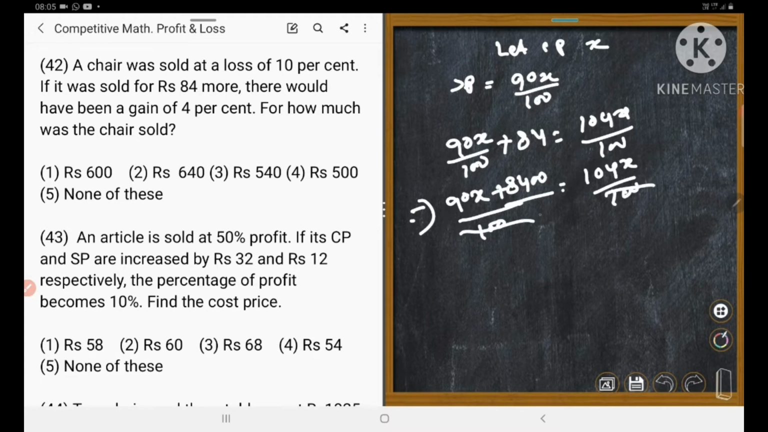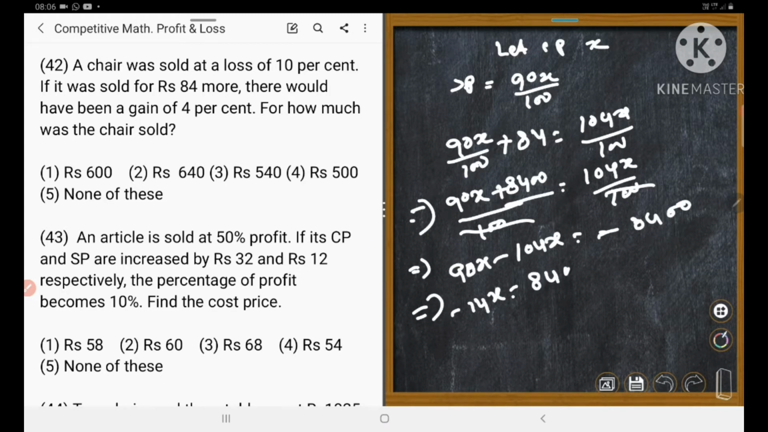Bottom 100 cancelled implies that 90x minus 104x is equal to minus 8400. Implies that minus 14x is equal to minus 8400. Implies that x is equal to 8400 upon 14, is equal to how many? Tell me. Is equal to 600. This is CP.